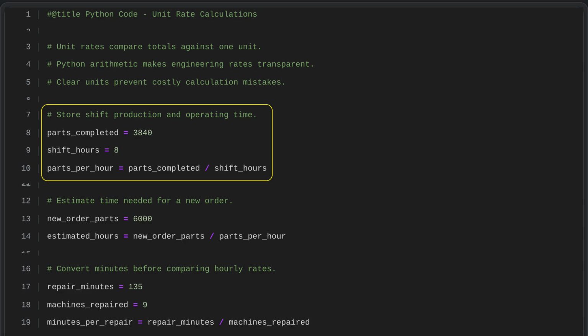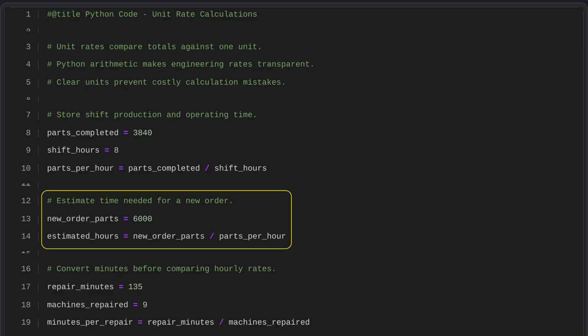To measure productivity, divide the total parts completed by the length of the shift. In this case, 3,840 parts over 8 hours gives the production rate in parts per hour. To estimate the time for a new order of 6,000 parts, divide the required parts by the current production rate in parts per hour. The result is the estimated number of hours needed to complete the order.